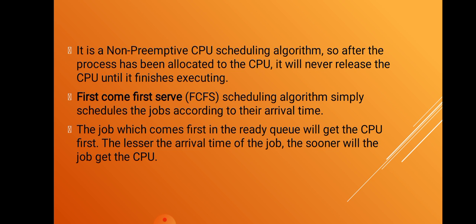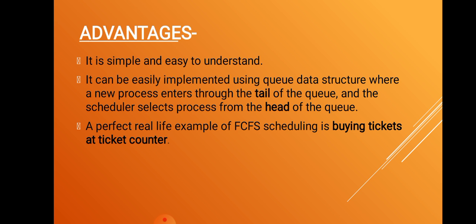So you can say the process which comes first in the ready queue will get the CPU first. The lesser the arrival time of the job, the sooner it is going to get the CPU. The process having the lesser arrival time is going to occupy the CPU first for its execution. Now, what are the advantages of FCFS?